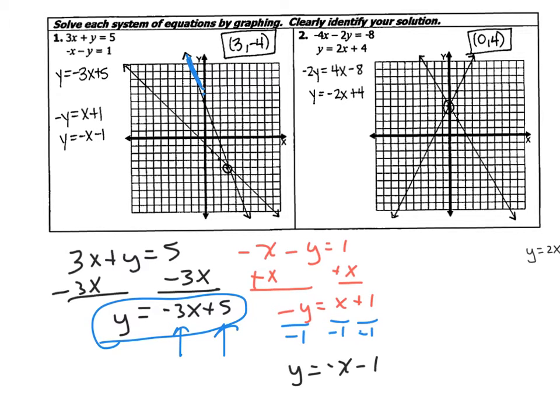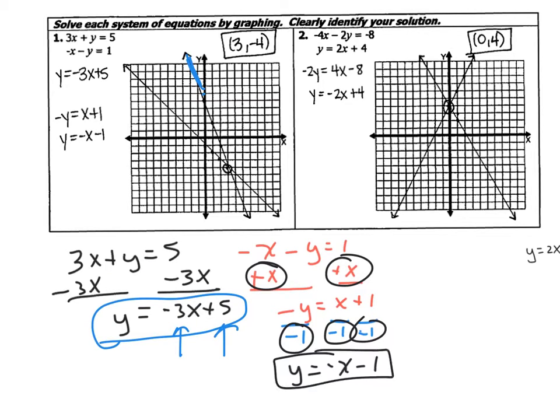Then, the second problem is you had to add the x on both sides, and then you had to divide everything by -1 in order to get this equation. So it's a negative slope, and -1 is the one, that's this line right here. And notice they meet at 3, -4.